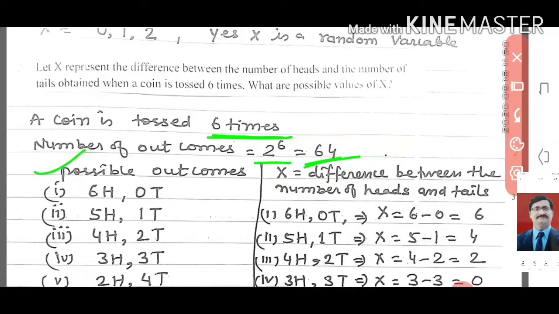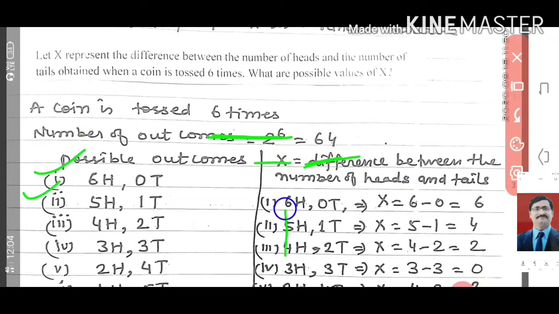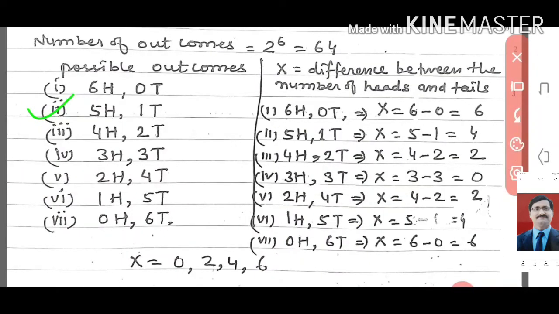What are the possible outcomes? The first case will be 6 heads and 0 tails. Second case we get 5 heads and 1 tail. Third case we get 4 heads and 2 tails. Fourth case we get 3 heads and 3 tails. And fifth case we get 2 heads and 4 tails, then 1 head and 5 tails, and 0 heads and 6 tails. These types of cases we can get.